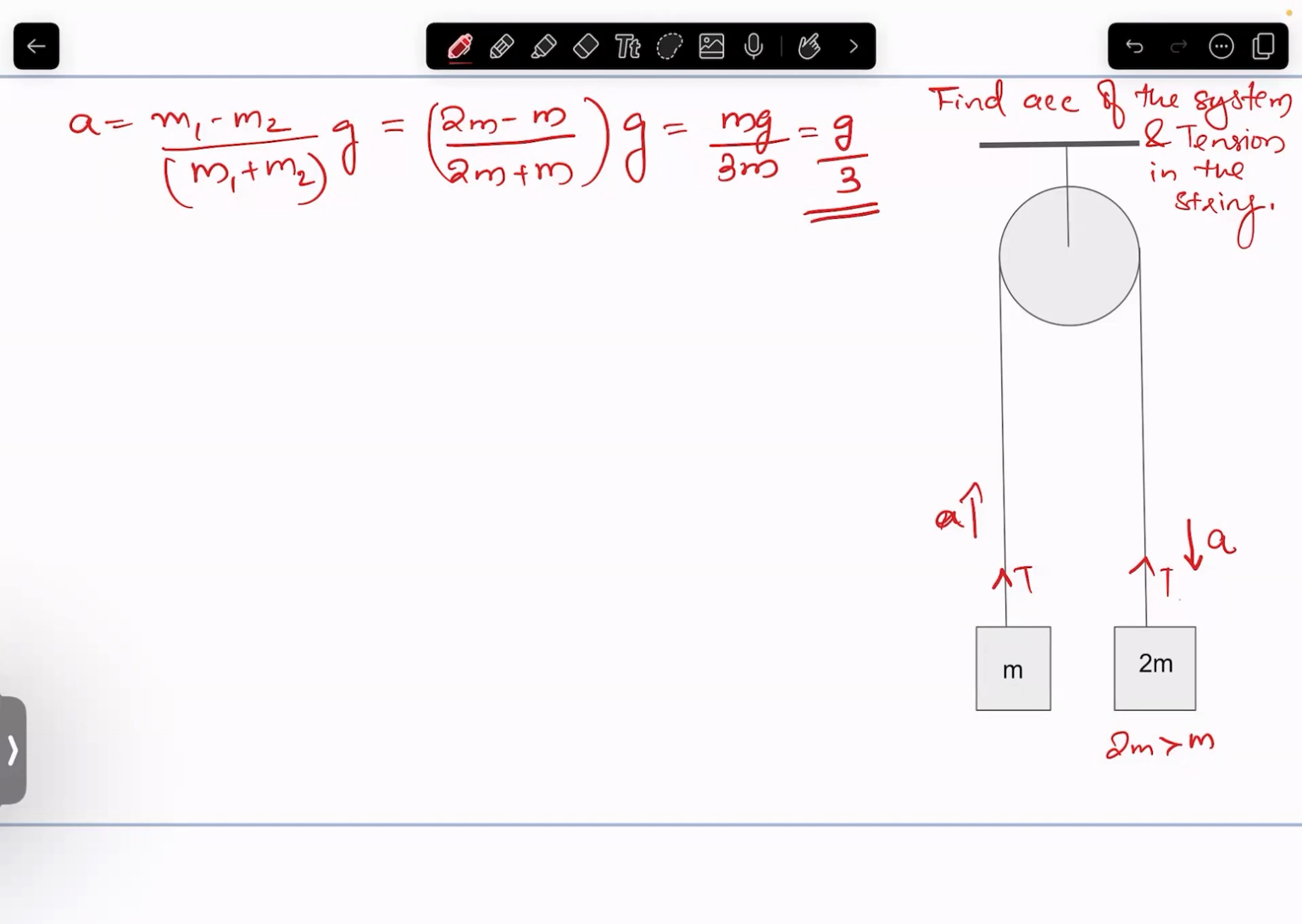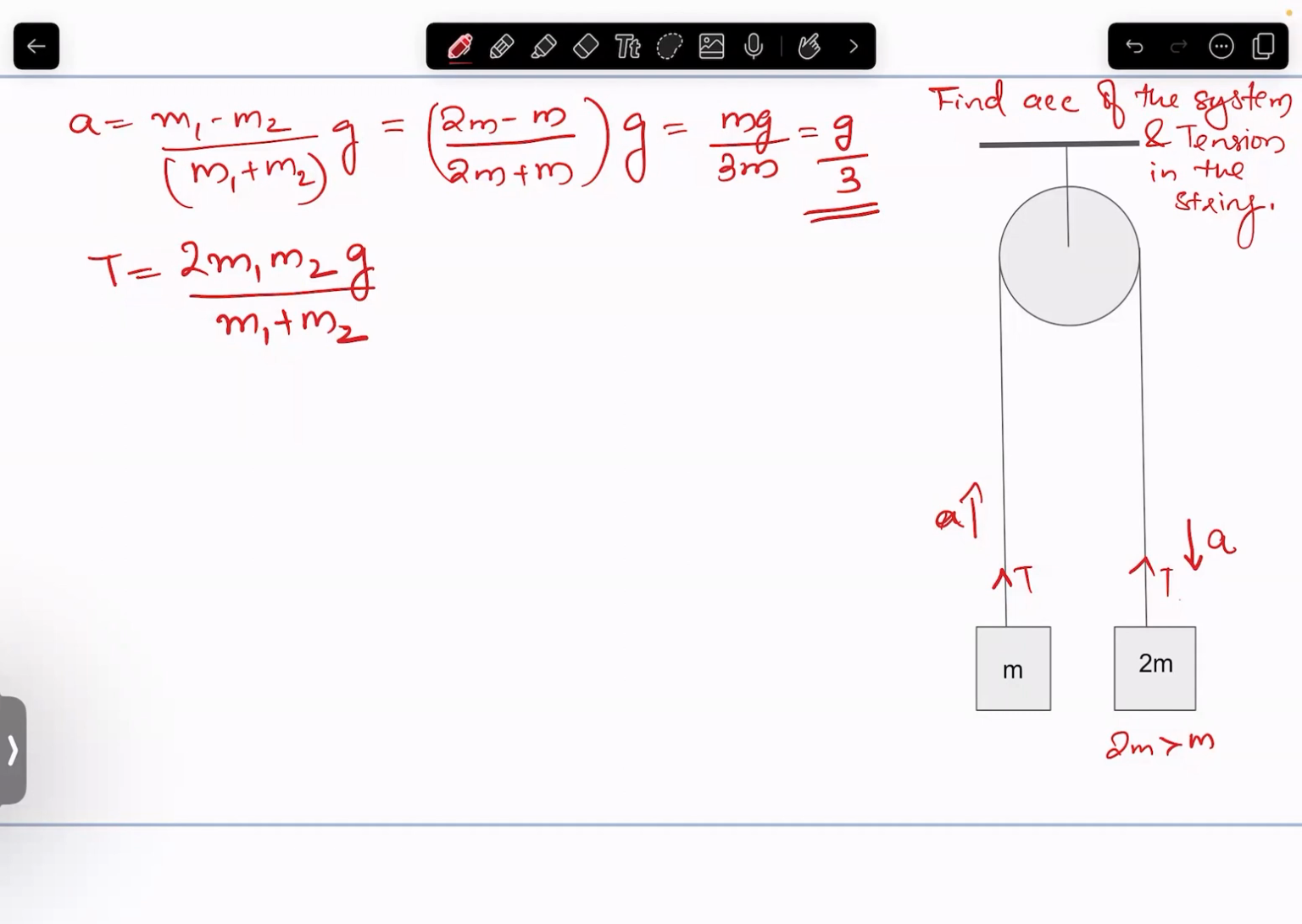Now for the tension, again we have learned the same equation. This is from the direct formula that we learned in the last class, so I'm not deriving it all over again. I am showing you how to use this result from the last class to solve this problem. So this is kind of a revision for the equations that we have derived.